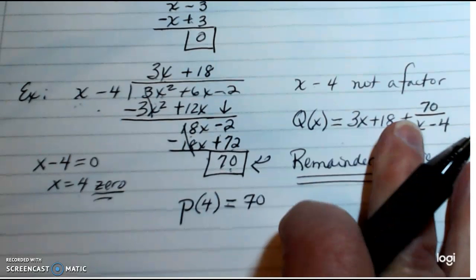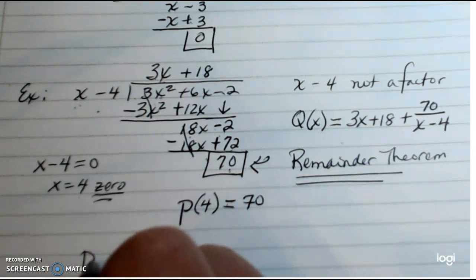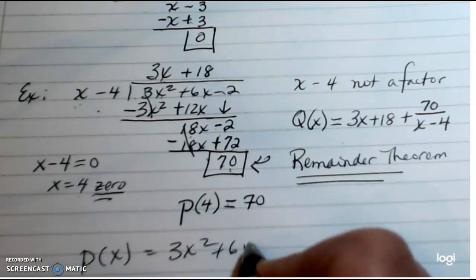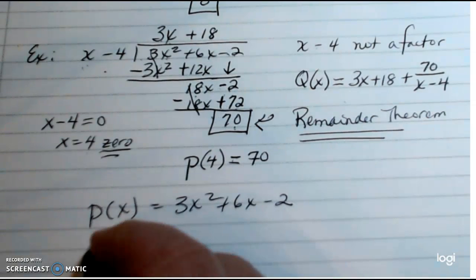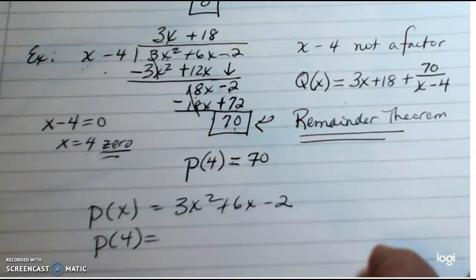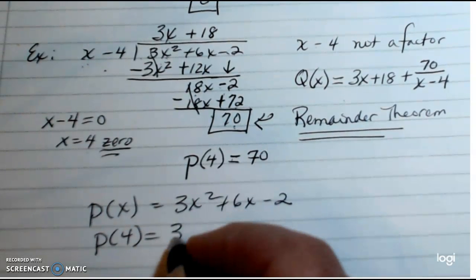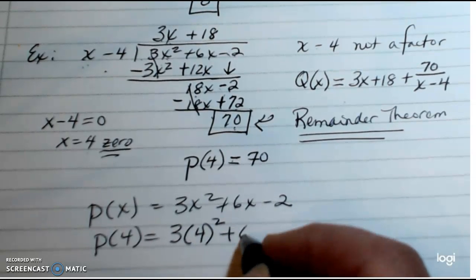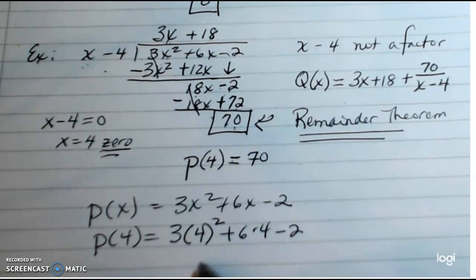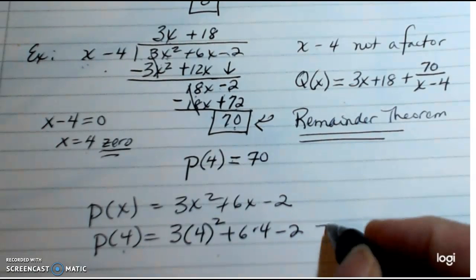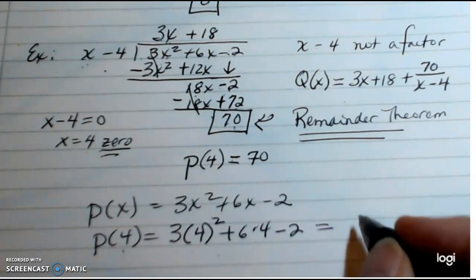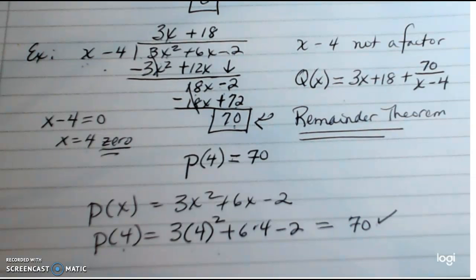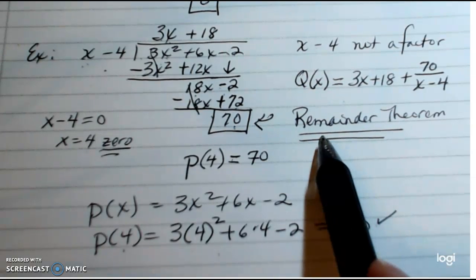You could check this by taking your original polynomial function, that was 3x squared plus 6x minus 2, and calculating the value for the input 4. 3 times the quantity 4 squared plus 6 times 4 minus 2. I'm evaluating for the value 4. And when I evaluate this and simplify it, I do get the value 70. So again, this is the Remainder Theorem.